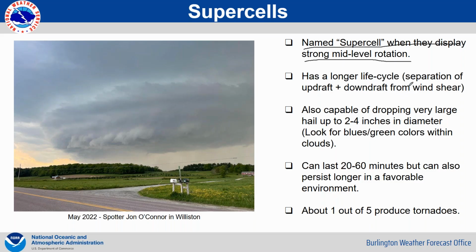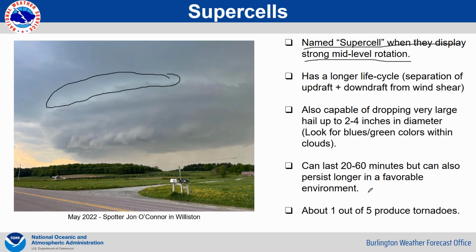Qualities of a supercell as a result are a long life cycle because the updraft and downdraft are separated as a result of wind shear. They are also capable of dropping very large hail as a result of this. I've got a picture from Williston of a spotter that we have out there who captured this picture. Sometimes you'll see blues and greens in the cloud because hail scatters light differently from rainfall. And so when you're seeing this color in the cloud like this, that is a surefire sign that there is hail in that cloud.